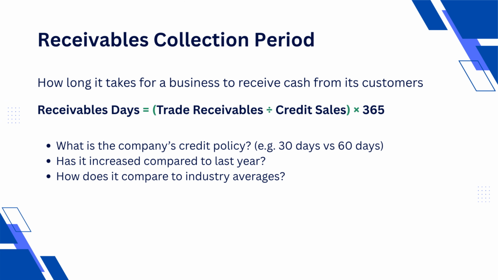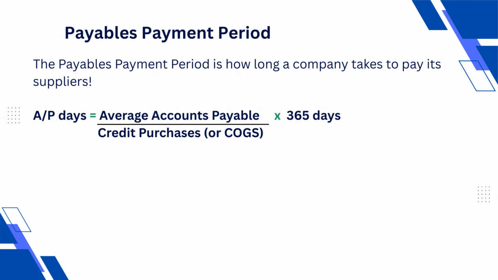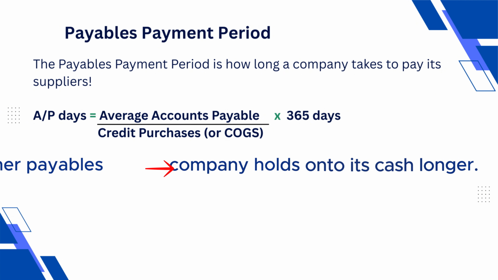Now let's talk about the payables payment period, which is how long a company takes to pay its suppliers. In simple terms, this ratio tells us how quickly, or slowly, a business pays the suppliers it owes money to. The formula is payables divided by purchases, multiplied by 365 days. So what does this actually mean in real life? If a company has, say, 45 payables days, it means on average it takes about 45 days to pay its suppliers.